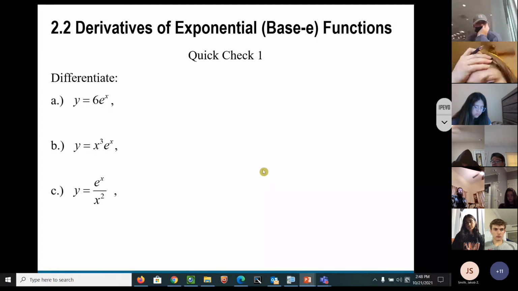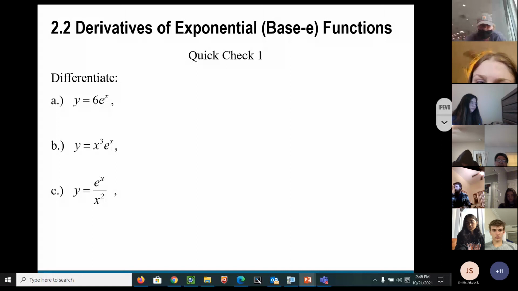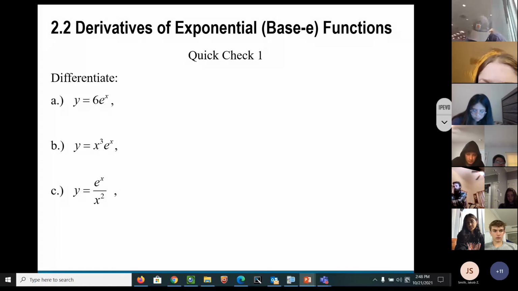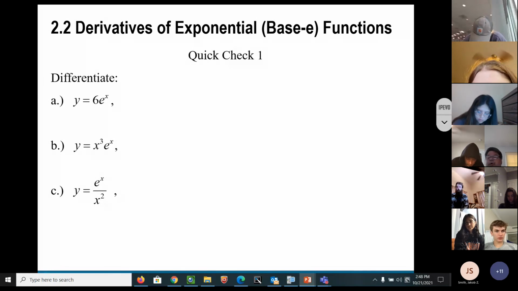All right, you try those three. And that's 6 test questions right there, just with e to the x. So I'll write them down for you. y is equal to 6 e to the x. y is equal to x to the third e to the x. And y is equal to e to the x over x squared. All right, I'm going to give you 2 minutes to work on.